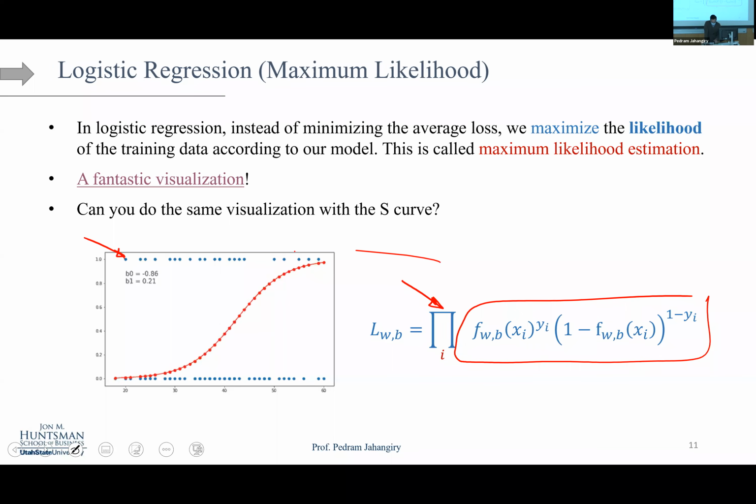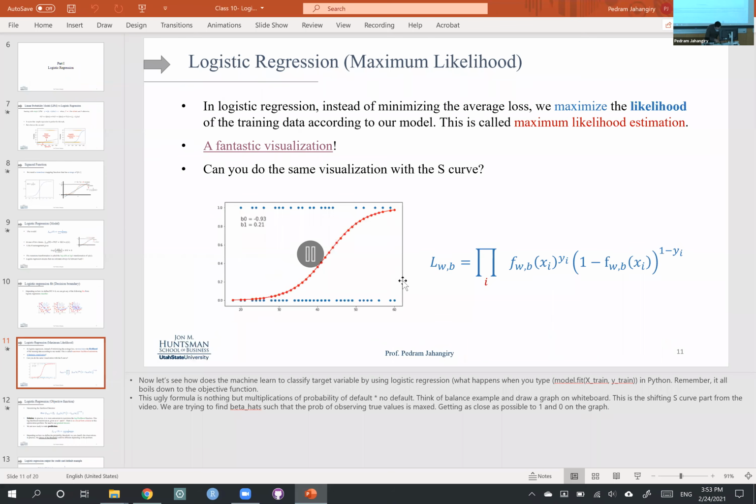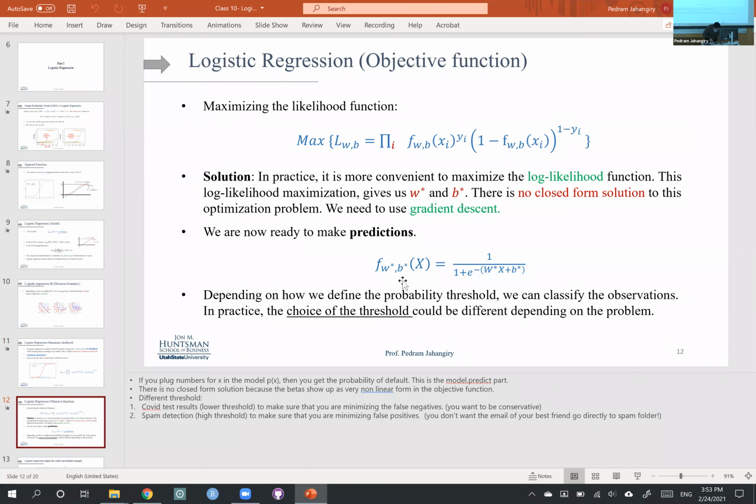So the objective function, oh my goodness. Oh, maybe I should go to the next one. The objective is to come up with... it's not cooperating with me. Okay. No.